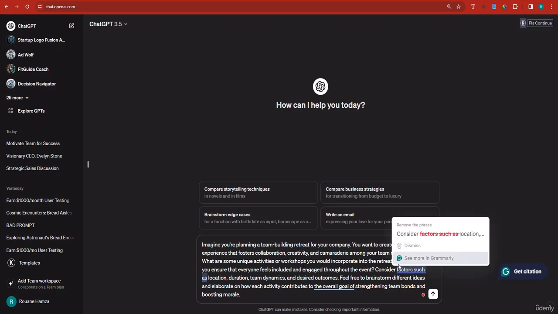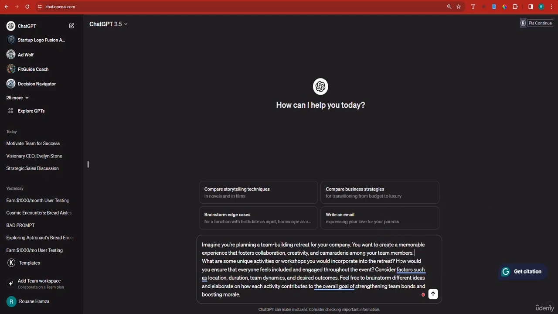So here's question number one. Then we continue the chain of thought to question number two. How would you ensure that everyone feels included and engaged throughout the event? That's number two there. Also, consider factors such as location and so on and so forth. So after that, we kept giving it more chain of thought.